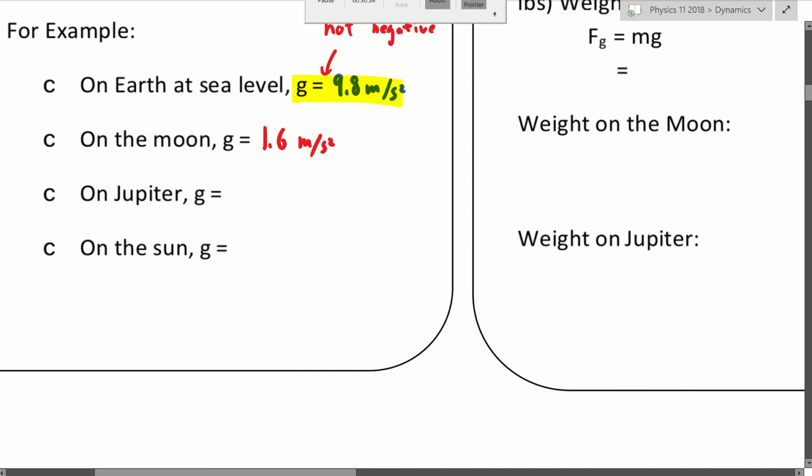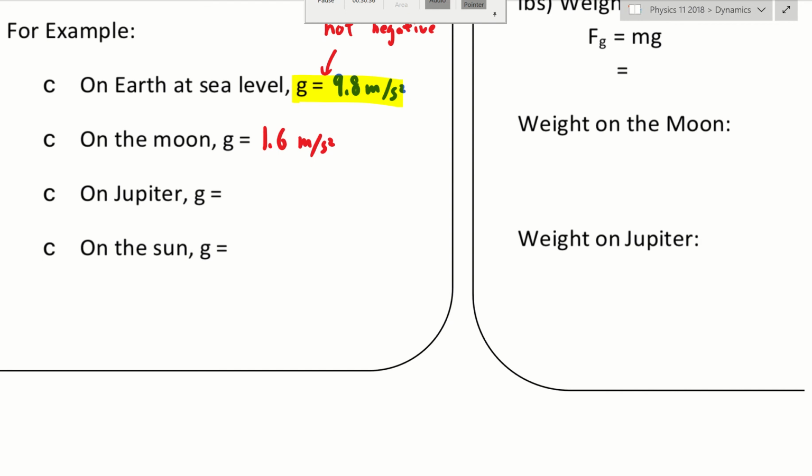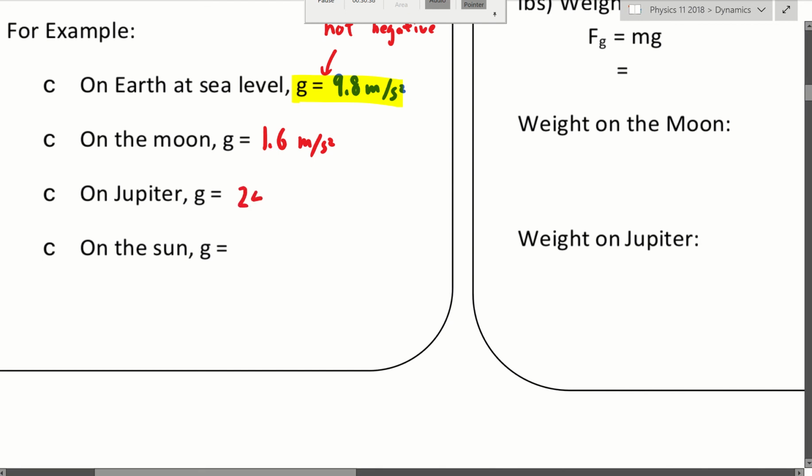you end up being able to lift more. Now, Jupiter, on the other hand, is a much bigger planet than we are, so its force of gravity is also pretty big. So these are just some examples. You do not have to memorize the force of gravity for different planets, right? Except for Earth. Like Earth, yes, you have to memorize it.